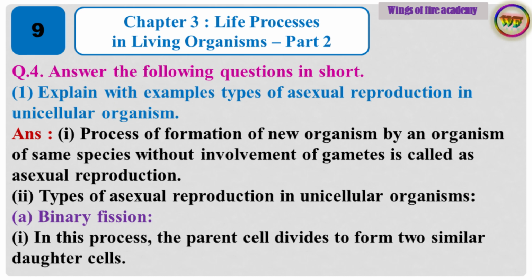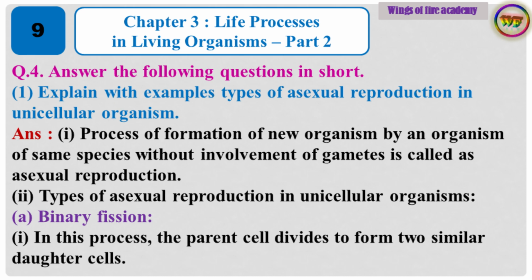Question 4. Answer the following questions in short. Sub-question 1. Explain with examples types of asexual reproduction in unicellular organism. Answer. Point 1. Process of formation of new organism by an organism of same species without involvement of gametes is called as asexual reproduction. Point 2.